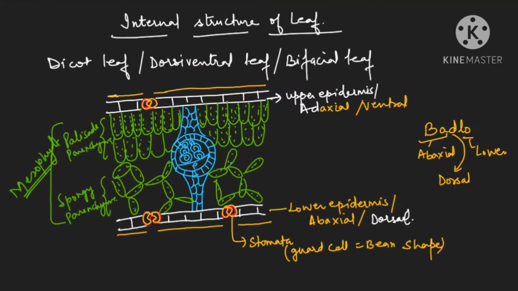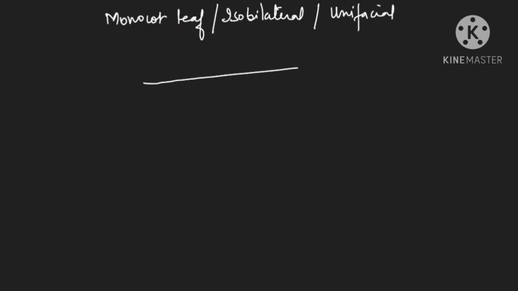So I think the dicot leaf structure is clear to you. Now let me discuss the structure of the monocot leaf. Now monocot leaves are also known as isobilateral leaf because both sides are equal. Equal means iso, both sides, bilateral. Isobilateral leaf, or you can say it is unifacial leaf. Same concept here, you will find upper epidermis. And the same you will find, the lower epidermis.